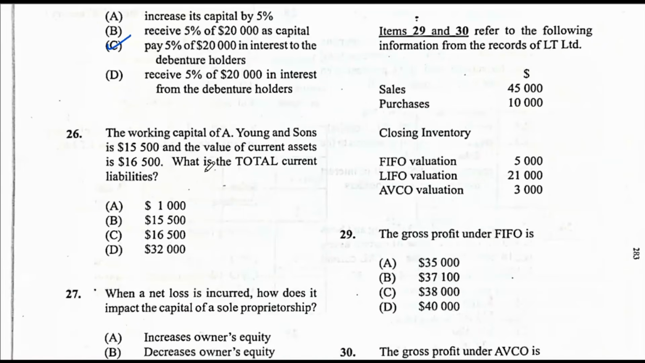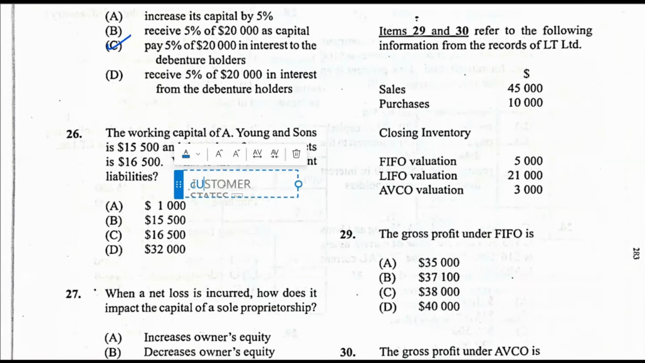Now, question 26. The working capital of Young and Sons is 15.5 and the value of current assets is 16.5. What is the total current liabilities? Okay, well, this is a simple equation for us to work out the working capital. Now, working capital, as you all would know, would be your current assets minus current liabilities. That will be our working capital, guys. So remember that. Current assets minus current liabilities to give us working capital. So you put those two together, we should get our answer. Let's check it out and see.